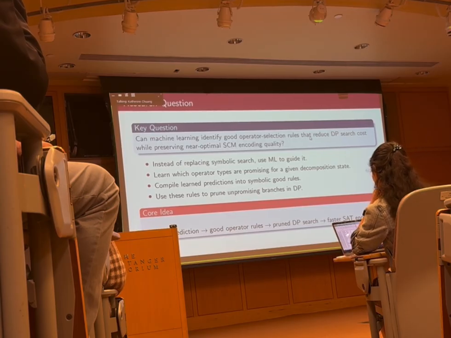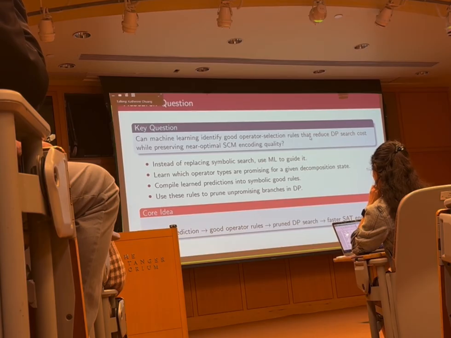So instead of replacing the symbolic search, we are trying to use machine learning to guide it. We are going to learn which operator types are promising for a given decomposition state. And once we have such good rules, or the suitable operators, we compile the learned predictions into symbolic good rules. And we use the rules to prune the unpromising branches in dynamic programming.